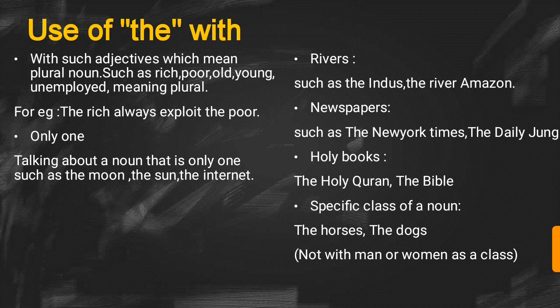When you are talking about a specific class of a noun or the species of a specific animal, like the horses, the dogs, we use here the article the. But that article is not used when we are talking about a class of men or women.